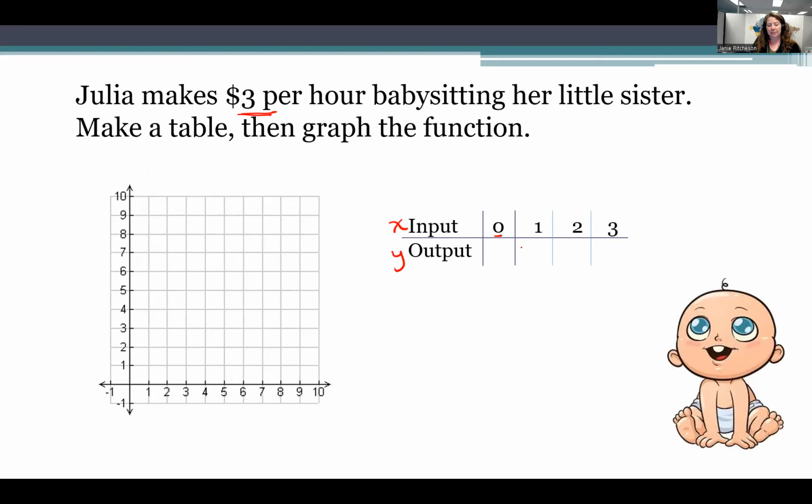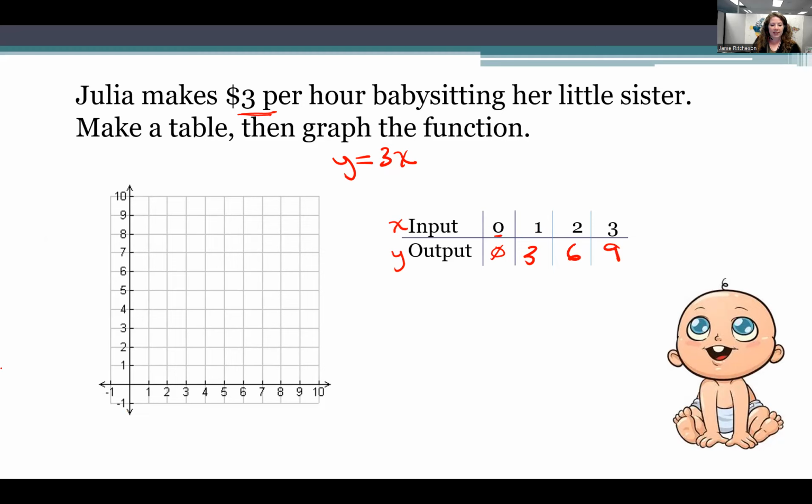How much money would she make? She'd make $0. What if she made 1 hour? So basically our equation would be her cost, or how much she makes, is equal to 3 times the number of hours. So what if X were 1? What if she worked 1 hour? She'd make $3. 2 hours, she'd make $6. In 3 hours, she would make 9.